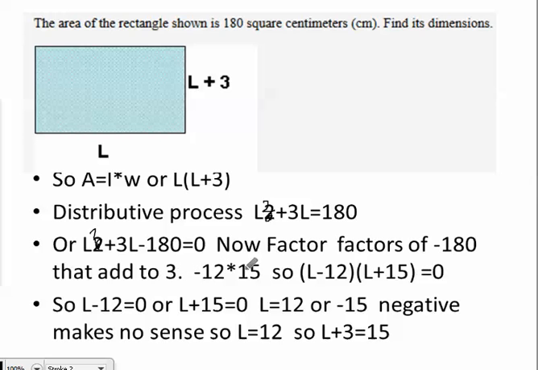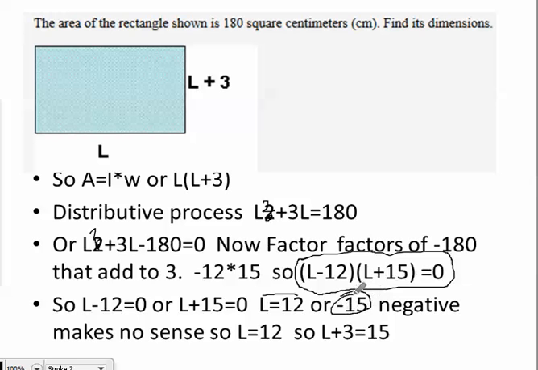So negative 12 times 15 is 180. So L minus 12 and L plus 15 would equal 0. This is the factored form of that equation. Okay? So I wouldn't have the distractions. Cool? So that means that either L minus 12 equals 0 or L plus 15 equals 0. If I add 12 to both sides of this, I get L is equal to 12. If I subtract 15, I get L is equal to negative 15.